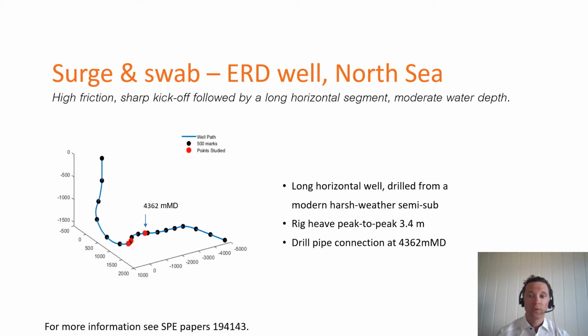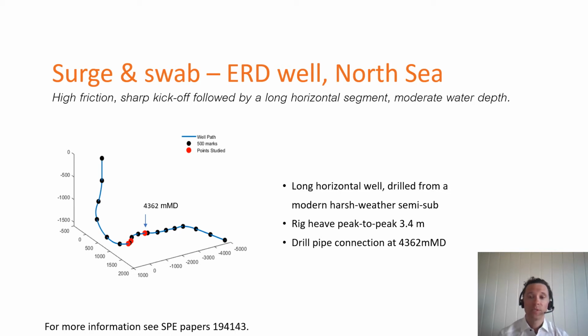This well was drilled from a modern harsh weather semi-sub. There was quite a lot of rig heave. So peak to peak was about 3.4 meters. And if I remember the RAO for this semi-sub correctly, this means that the waves were about 6-7 meters or something like that. And we're going to be looking at one drill pipe connection.